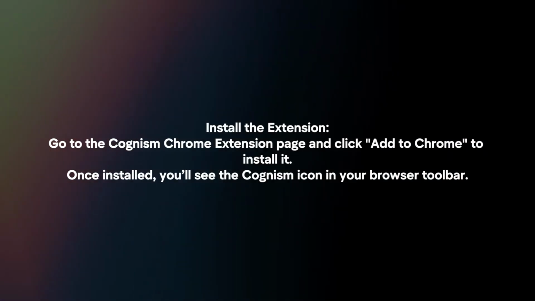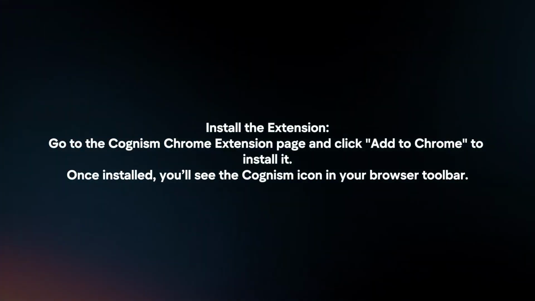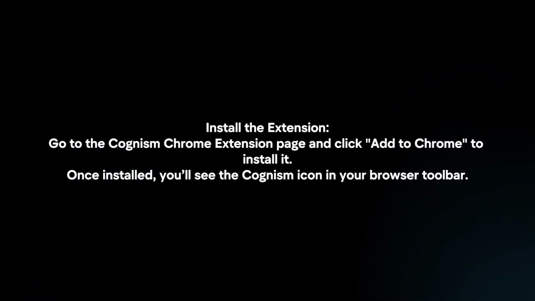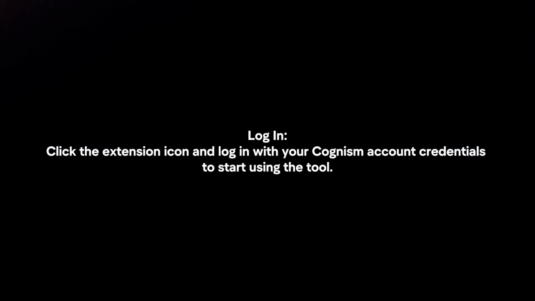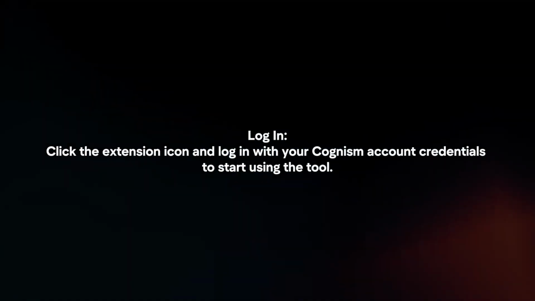Install the extension. Go to the Cognism Chrome extension page and click Add to Chrome to install it. Once installed, you will see the Cognism icon in your browser toolbar. Log in. Click the extension icon and log in with your Cognism account credentials to start using the tool.